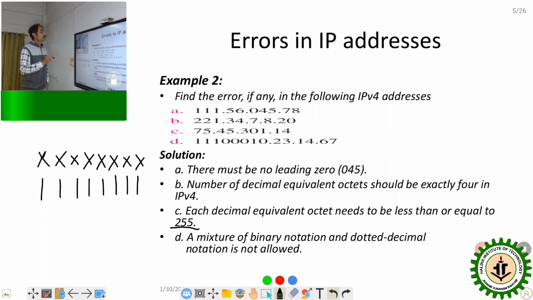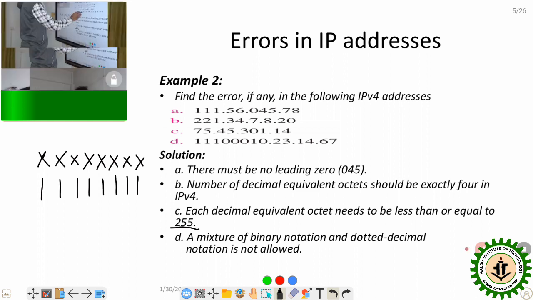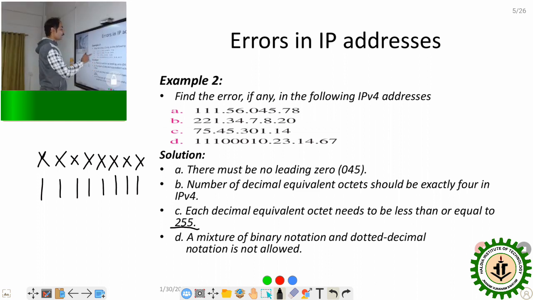In the fourth one, we can clearly see a mixture of binary as well as decimal equivalent, which is strictly prohibited.